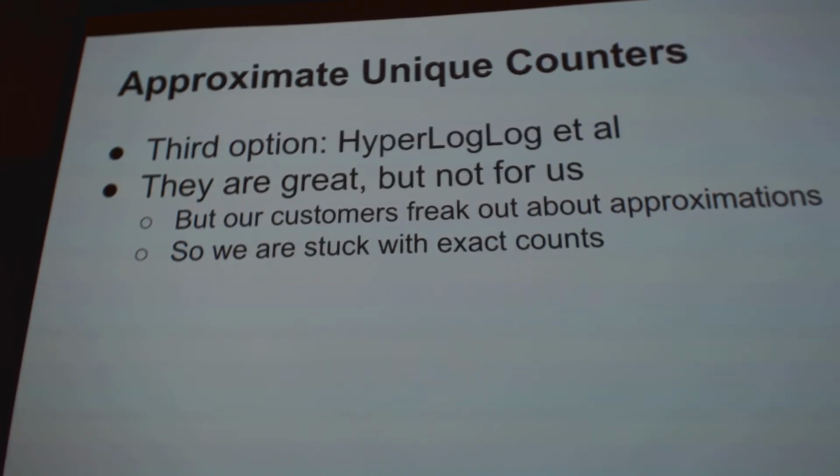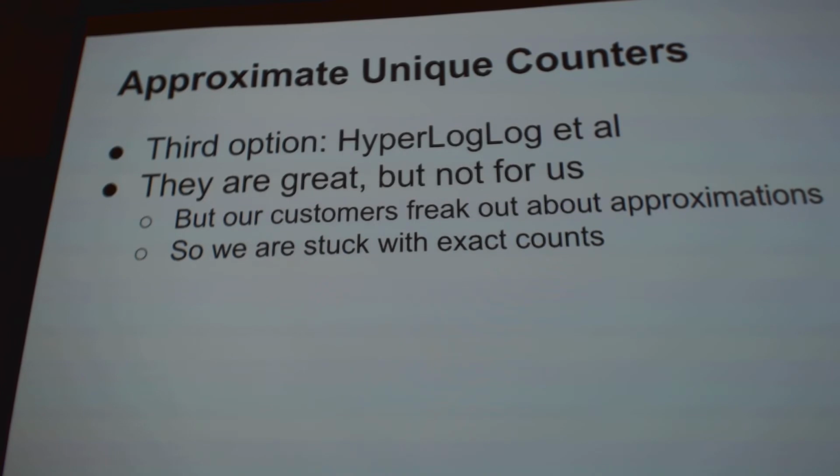And I actually lied. There's a third option, which is to do approximate counting, and this is what most people do. They use things like HyperLogLog. This is awesome. If you can do this instead, don't do what you're doing. But our customers, because they're trying to measure improvements in conversion rate and because they're changing things on their page, they really hate approximate counts. So we're stuck with exact counts. So here's how we did that.